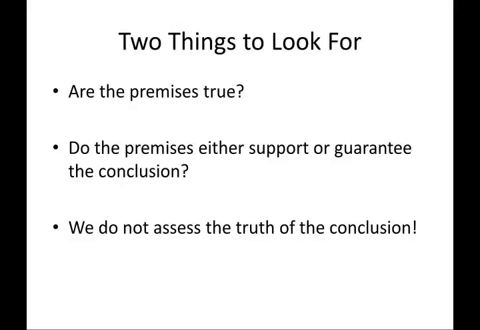Or is it possible for his premises to be true, but it be unlikely that his conclusion is true? What we are asking about with this second question is not the status of the premises themselves, whether they are true or false. We're asking about the relationship that they possess to the conclusion. That is, on the assumption that the premises were true, would they support or guarantee the conclusion? Okay. Now, those are the 2 points that we assess when we critically evaluate an argument. We don't go beyond that.